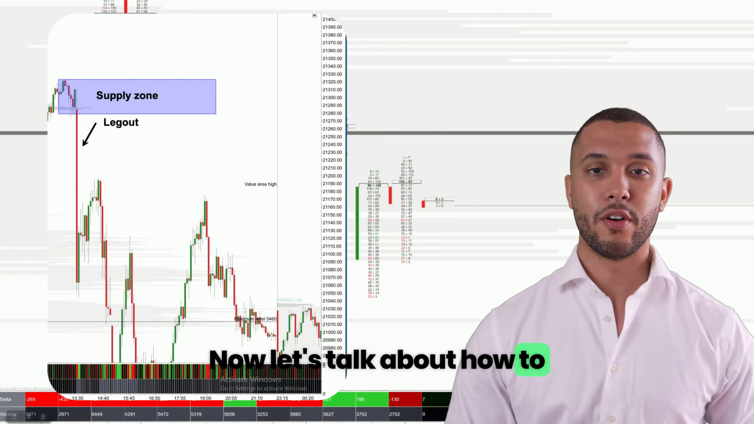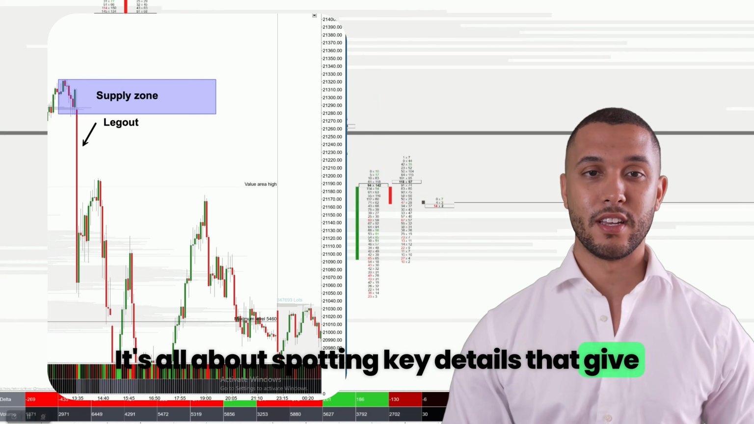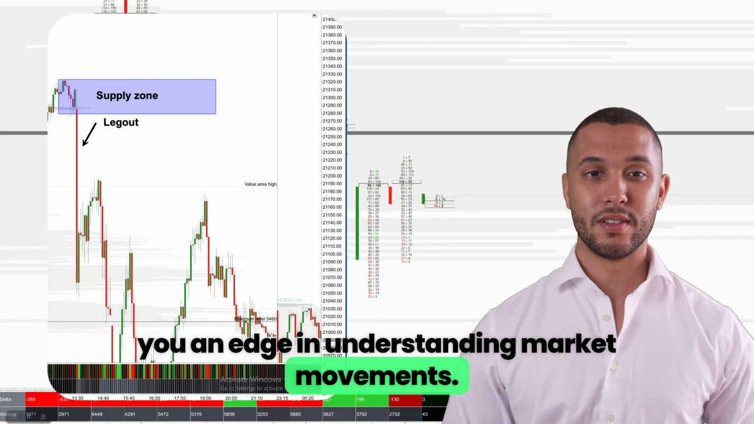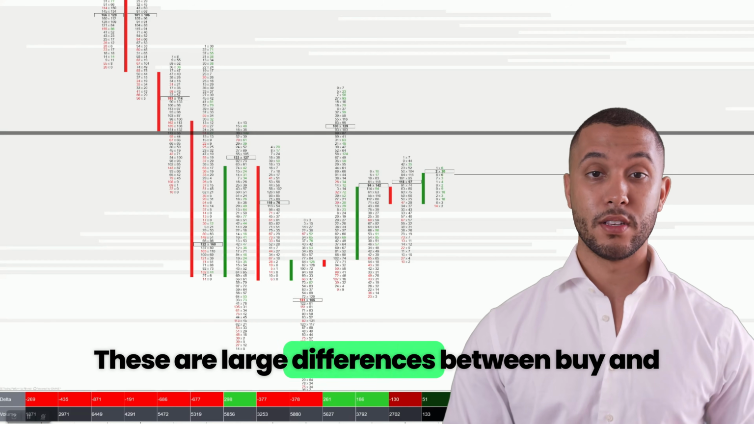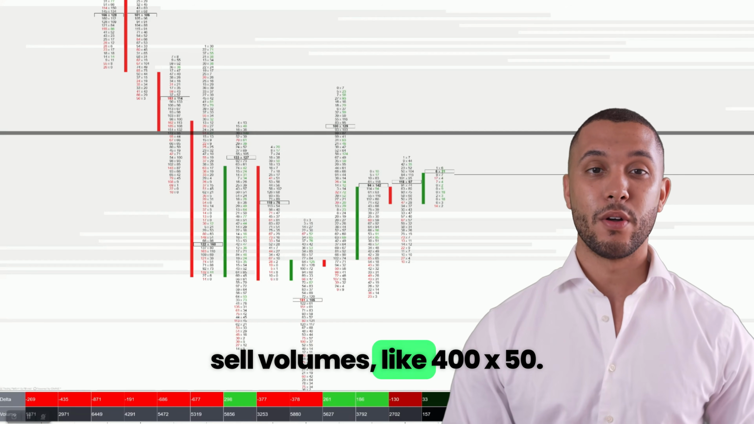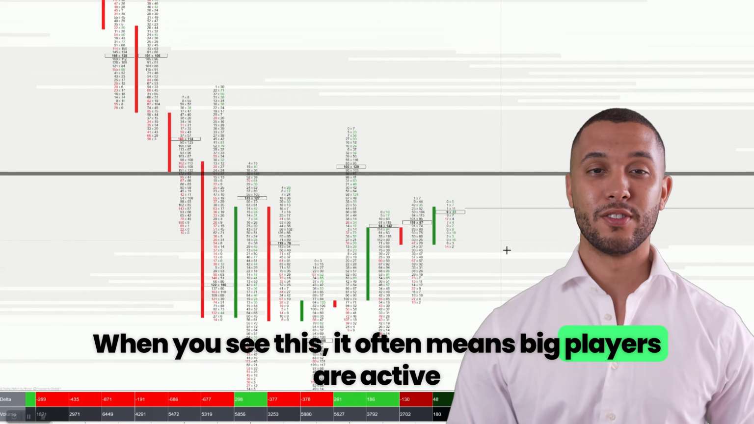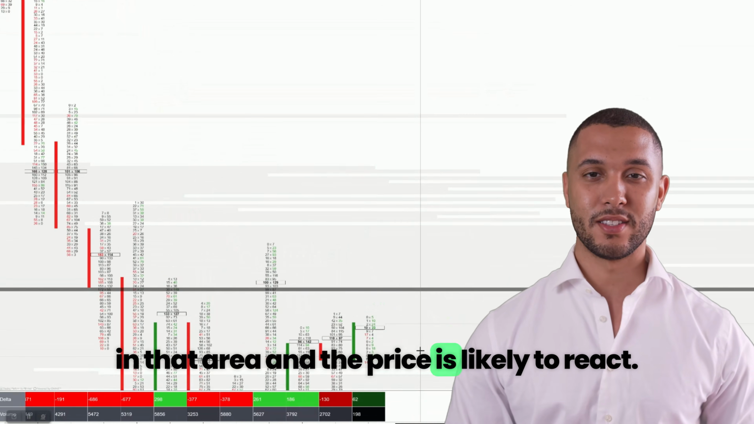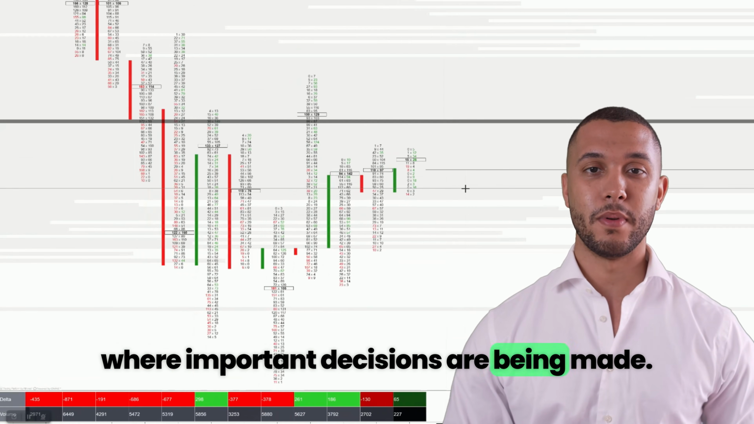Now let's talk about how to use a footprint chart effectively. It's all about spotting key details that give you an edge in understanding market movements. First, let's look at imbalances. These are large differences between buy and sell volumes, like 400x50. When you see this, it often means big players are active in that area, and the price is likely to react. Think of it as a hot spot where important decisions are being made.